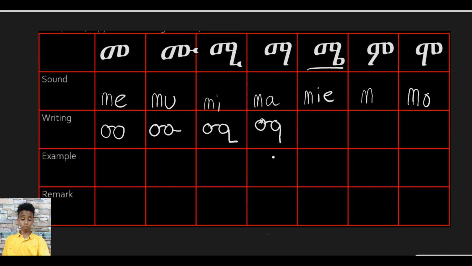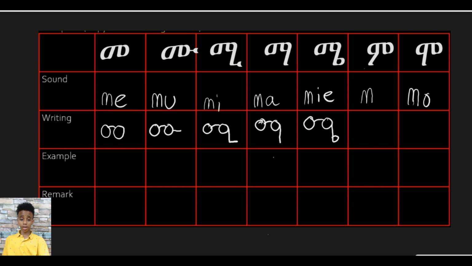Our fifth letter is the letter Me. And Me can be written by starting from the base, two circles, connect them with a bridge. But this time we're going to add a lowercase b to the side. Okay?